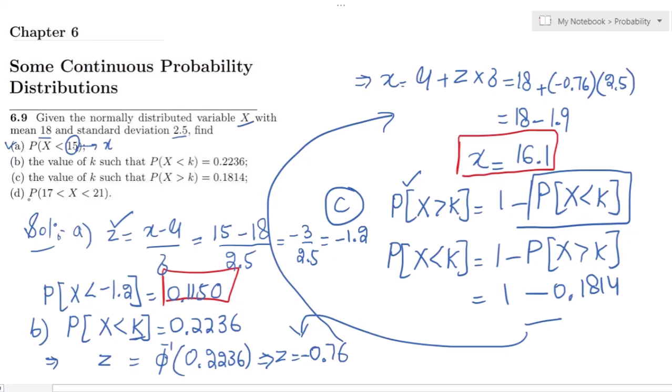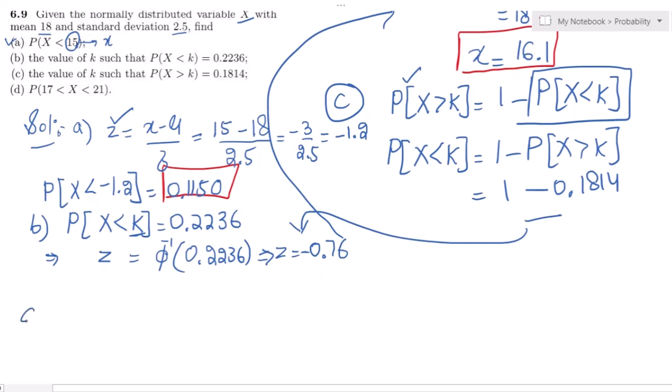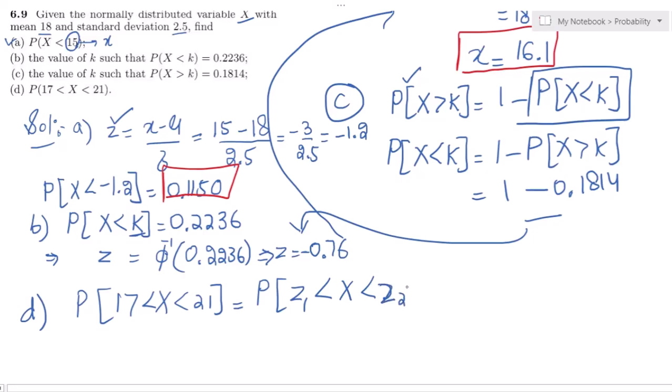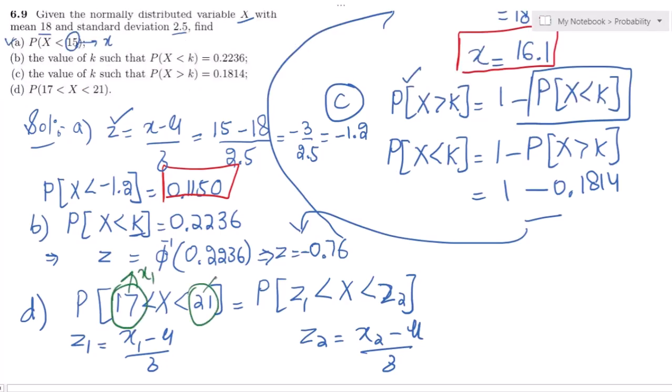In part D, you have to find the probability that x is greater than 17 and less than 21. Here, this is part D. We need to find it in terms of the probability that z is greater than z1 and less than z2. These are the two values of z. To find z1, we have x1 minus mu divided by sigma, and for z2, x2 minus mu divided by sigma. This is x1, this is x2, and you have to put them here.